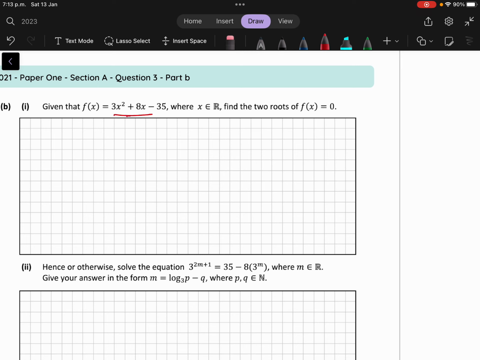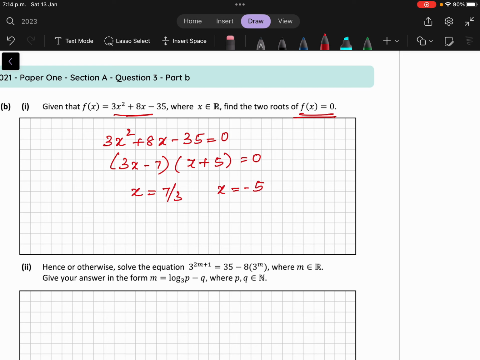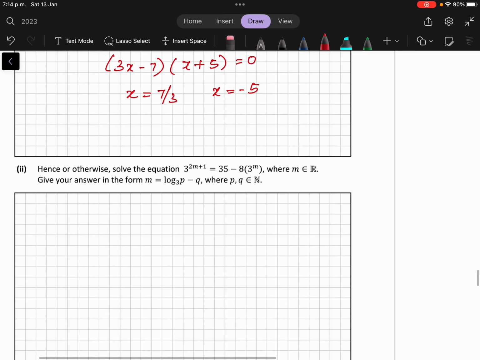Now given that f(x) is equal to 0, find two roots. It's pretty easy. 3x squared plus 8x minus 35 is equal to 0. So it's just a quadratic equation. You need to factorize it. So (3x minus 7)(x plus 5) is equal to 0, and x will be equal to 7 over 3, x is equal to minus 5, or you can use the minus b formula.